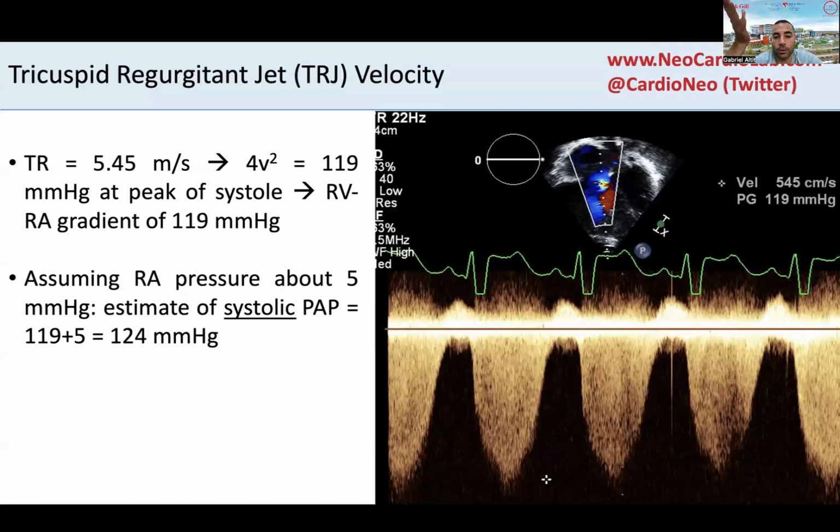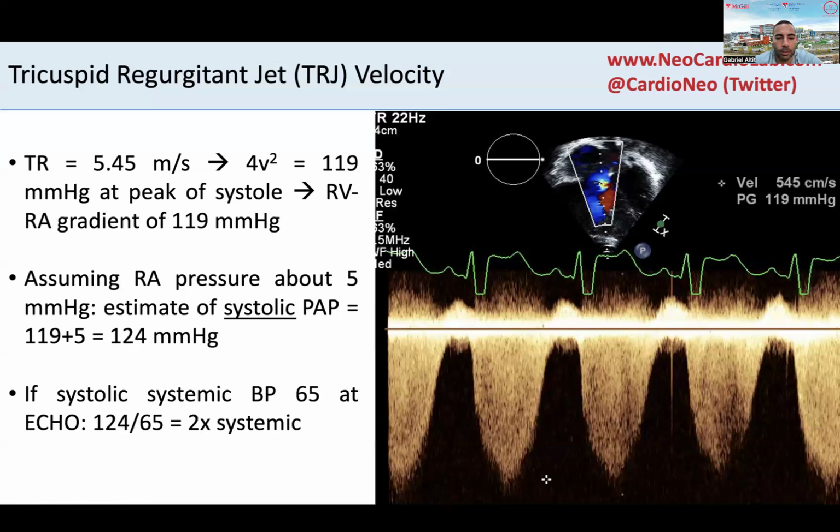And so in this particular echo, the RV systolic pressure would be estimated at around 119 plus the expected right atrial pressure of about 5. It would be 124 millimeters of mercury, which is extremely high for systolic blood pressure. So we can compare this to the systemic compartment. And if we have a systolic blood pressure, this would be twice systemic if the systemic BP was 65.